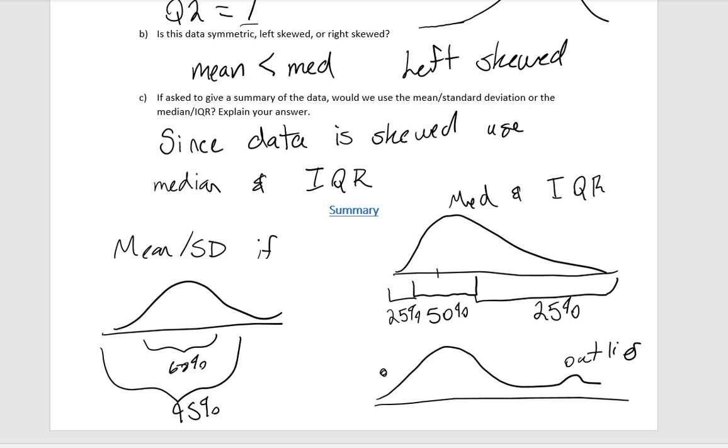Great, what we're going to be looking at next is what do we use instead of a histogram to graph or get a visual representation of the median and IQR, and that is going to be a box plot.